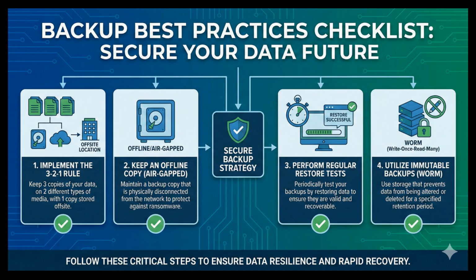This backup best practices checklist defines the essential controls for resilient data protection and rapid recovery. First, implement the 3-2-1 rule. Maintain at least 3 copies of your data, stored on 2 different types of media, with 1 copy kept off-site. This structure reduces single points of failure and protects against localized incidents.